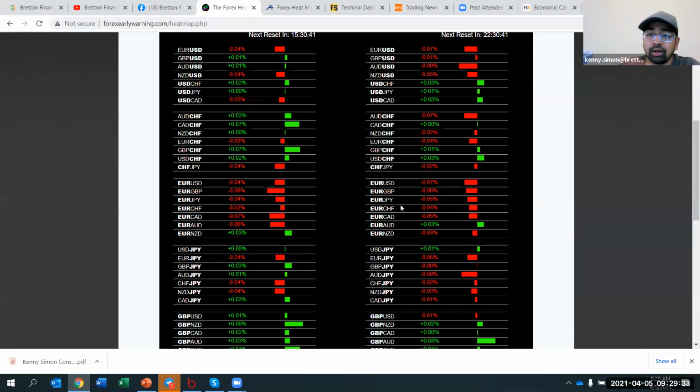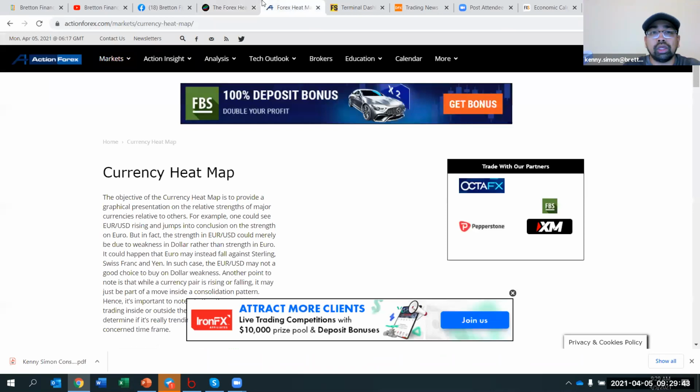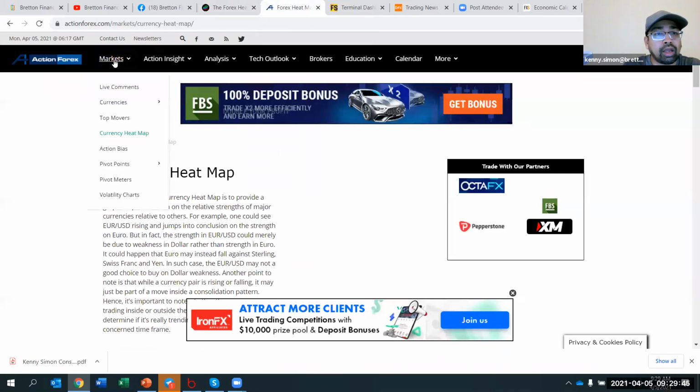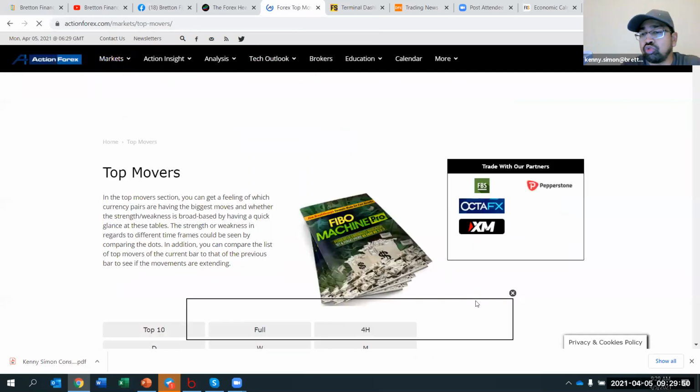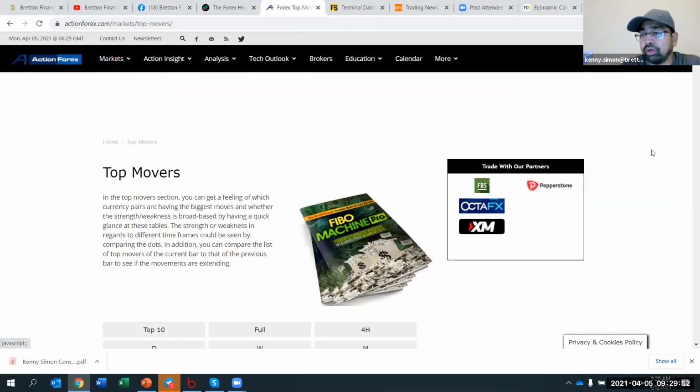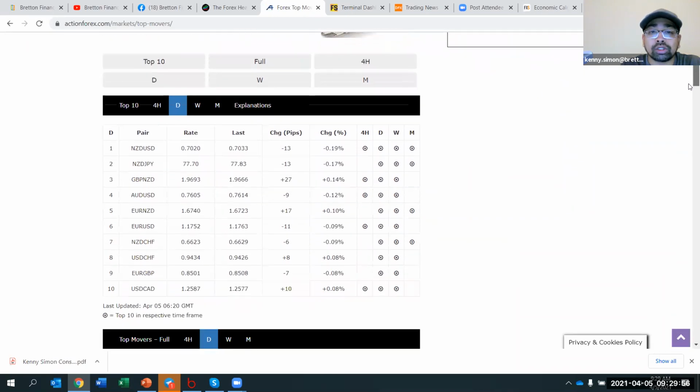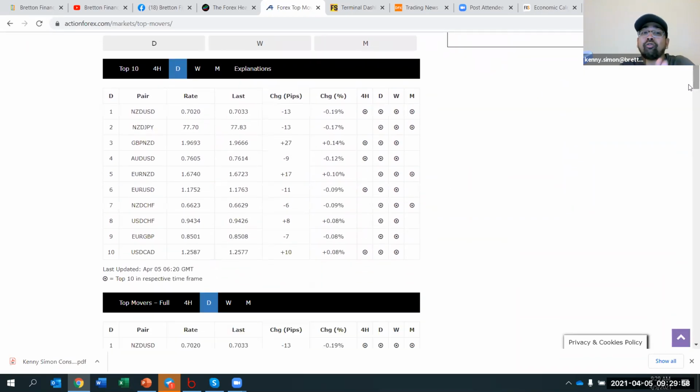So we want to check with certain pairs. We don't want to be trading, for example, or check pairs that have very low volume of trades here. Or maybe if we go on to the Action Forex right here and we go on to the top movers, just to get an idea whether or not the euro or euro pairs are actually in focus by most of the traders. Are they in focus or not?